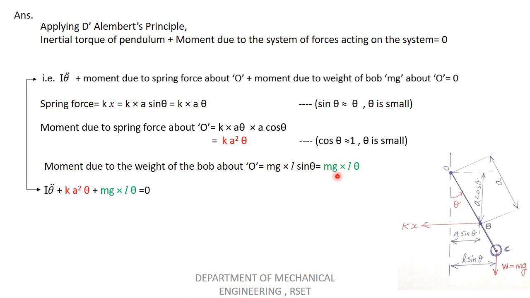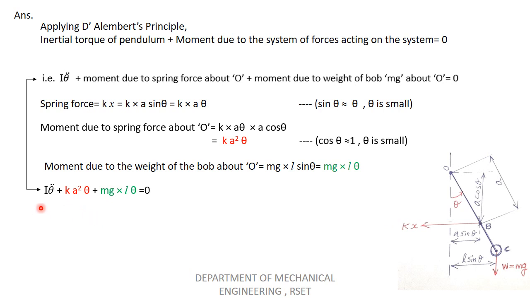Now we will write the equation according to D'Alembert's principle: I theta double dot, that is the inertial torque, plus the moment due to spring force, plus the moment due to the weight of the bob, is equal to 0. That is what is written here: moment due to inertia force plus moment due to spring force plus moment due to the weight is equal to 0. Now you see that all the moment signs are given here as positive. Why is it positive? We'll check whether it is negative.